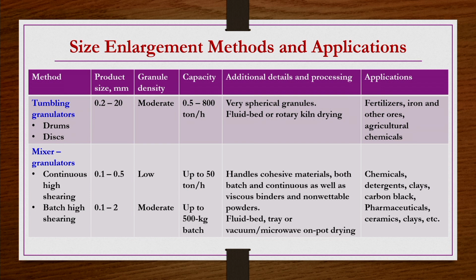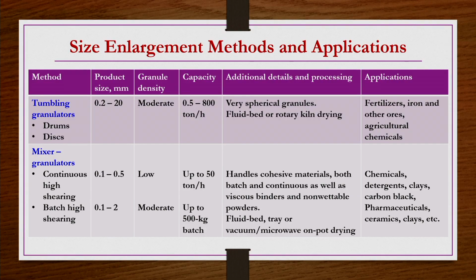They are good enough to produce product size between 0.2 to 20 mm. Product size here means the enlarged product, whatever the particle size is after size enlargement, that is the product size. So, enlarged particles, in this context we are referring to as a kind of product. Okay, it is not a product of a reaction. Size enlargement is a process, so size enlarged particles are a product.